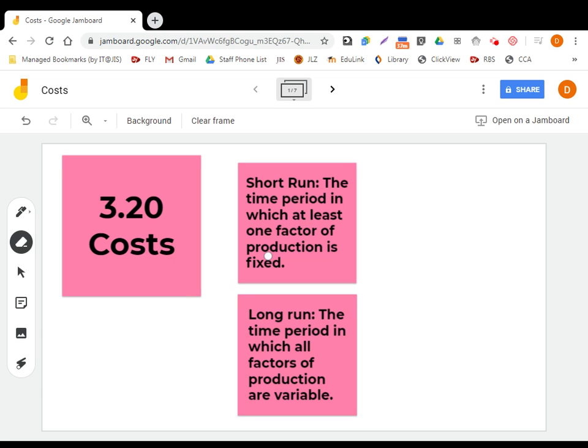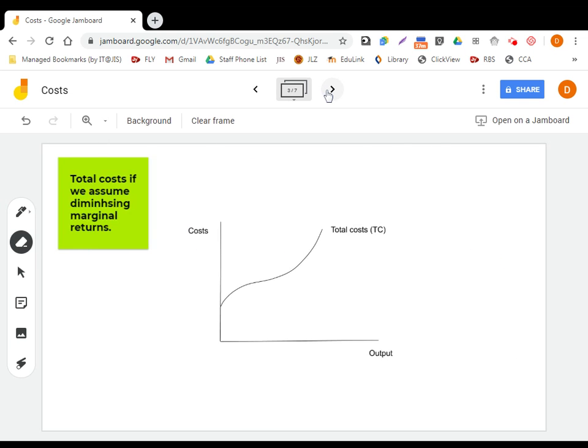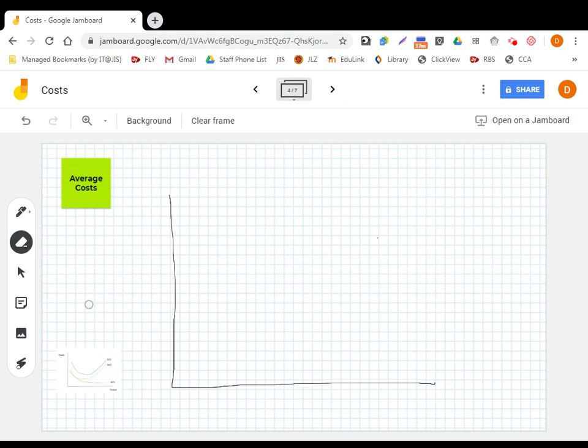Okay, so the second video now, and for notesheet 3.20 costs. Look at average costs now. So average costs are going to be a smiley face. Okay? The more we produce, the lower our average costs will be until we reach a certain point where average costs will start to turn up.